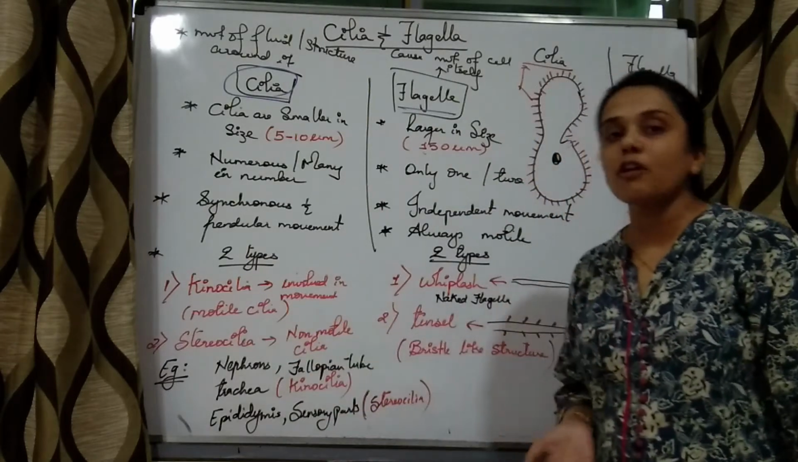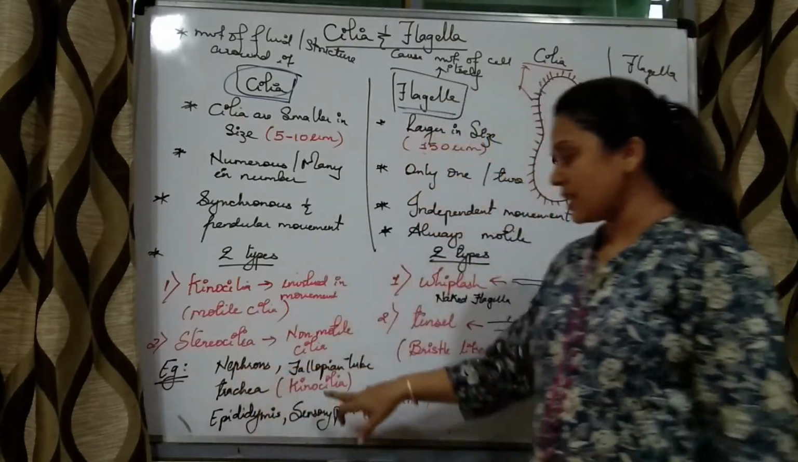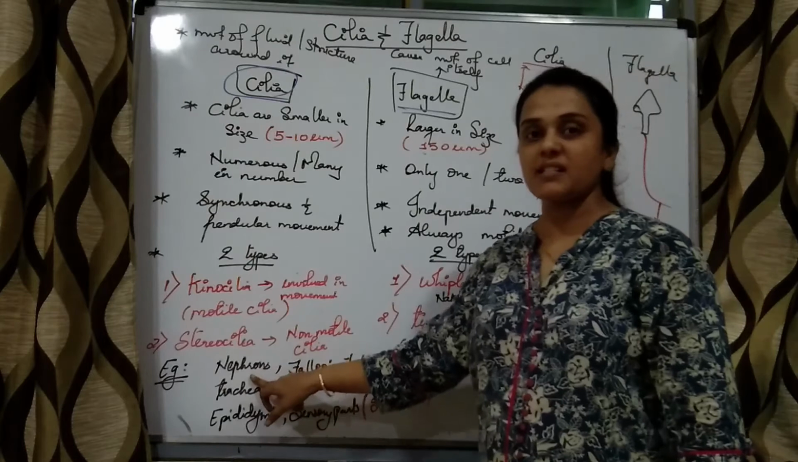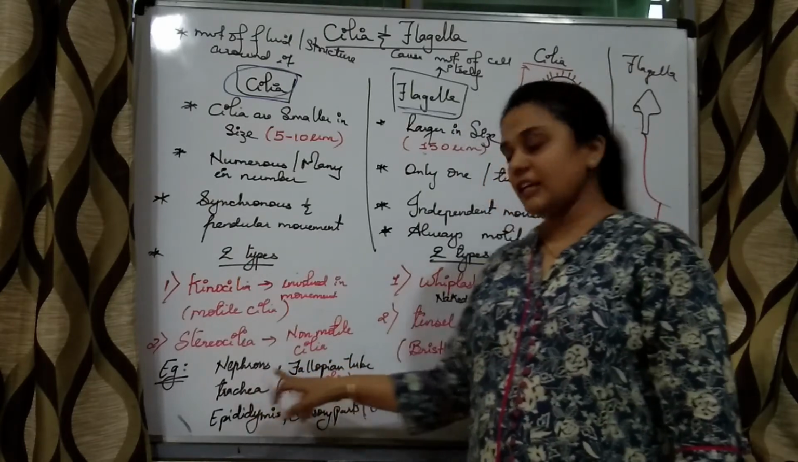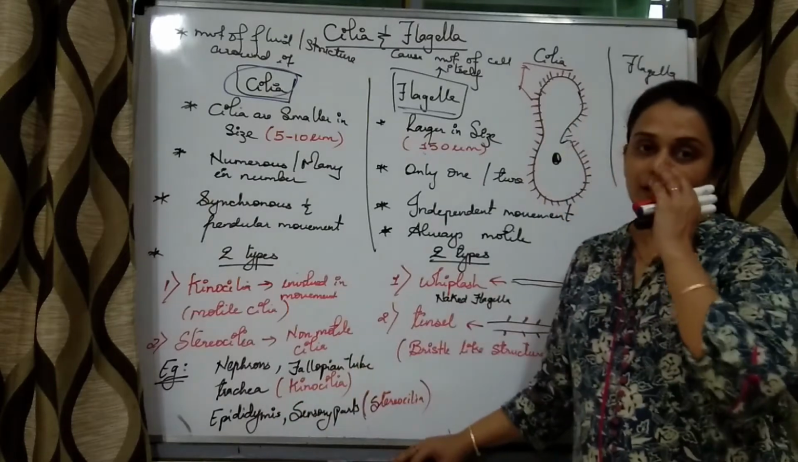Kinocilia are involved in movement. Those are motile cilia. Where are kinocilia present? Those are present in the nephrons of the kidney, in the fallopian tube, right? Or in the trachea.